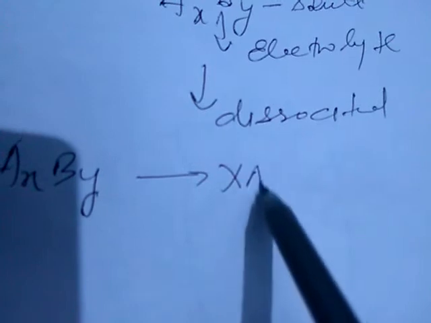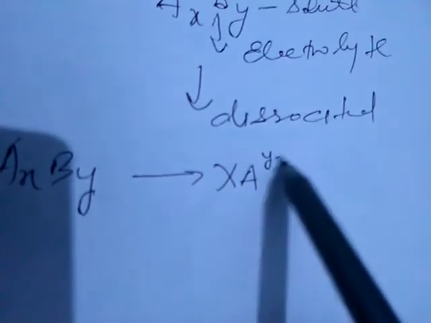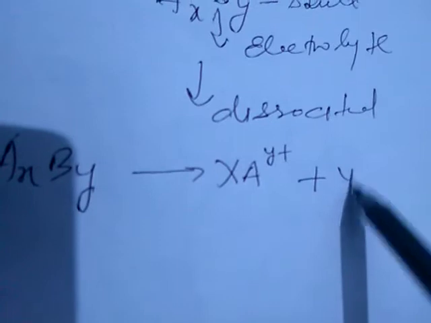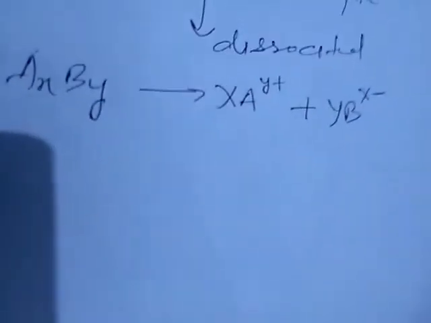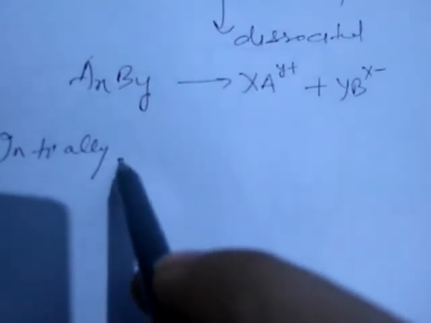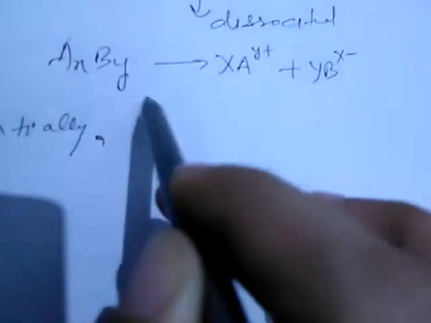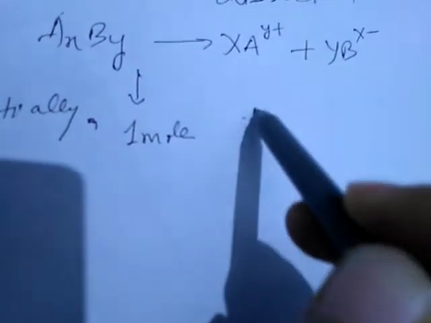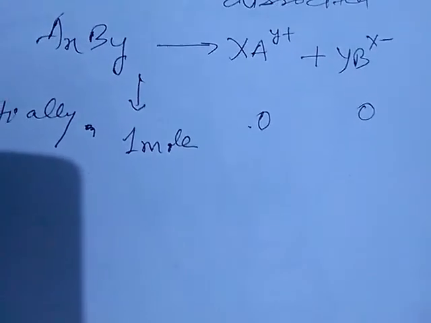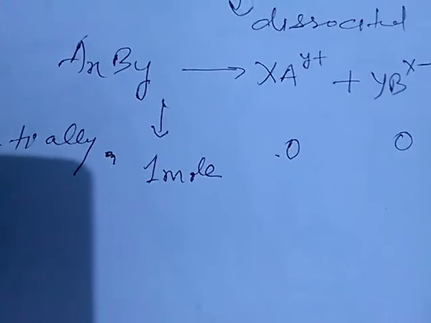AXBY on dissociation becomes XA^Y+ plus YB^X-. This is the dissociation. Initially, when there is no dissociation, AXBY is 1 mole, and the products would be 0 mole each, because till now no dissociation has taken place.